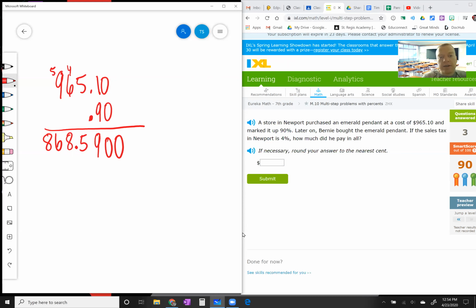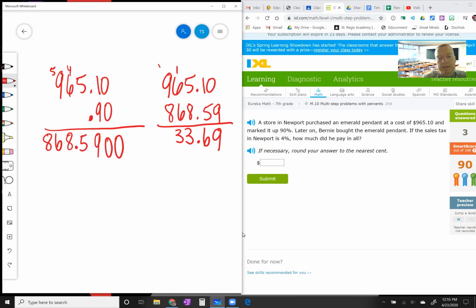90%. So now you need to take your $965.10 and add on another $868.59. And now this is going to tell you the cost of the pendant, right? So 9, 6, 13, that's 12, 13, 17, 18. Okay, so now the pendant is going to cost $1,833.69. Okay, part two. Later on, Bernie bought the emerald pendant. If the sales tax is 4%, how much did he pay in all?